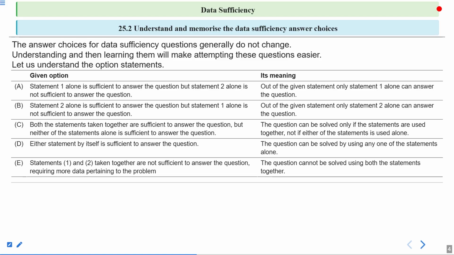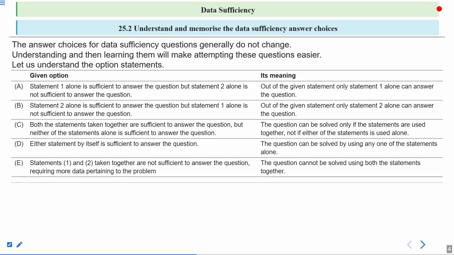The second option says that statement 2 alone is sufficient to answer the question, but statement 1 alone is not sufficient to answer the question. So its meaning is, out of the given statements, only statement 2 alone can answer the question. The third option: both statements taken together are sufficient to answer the question, but neither statement alone is sufficient to answer the question. So its meaning becomes, the question can be solved only if the statements are used together, not if either statement is used alone.